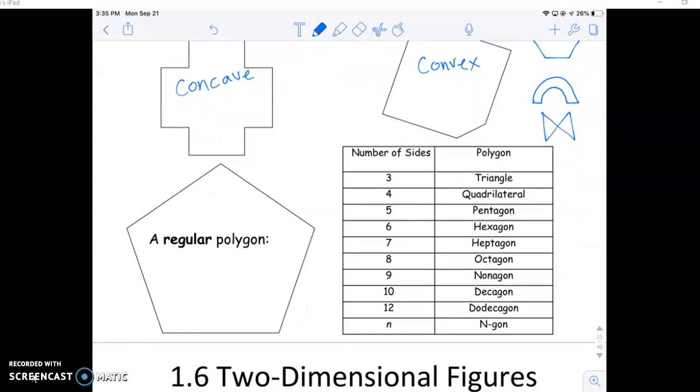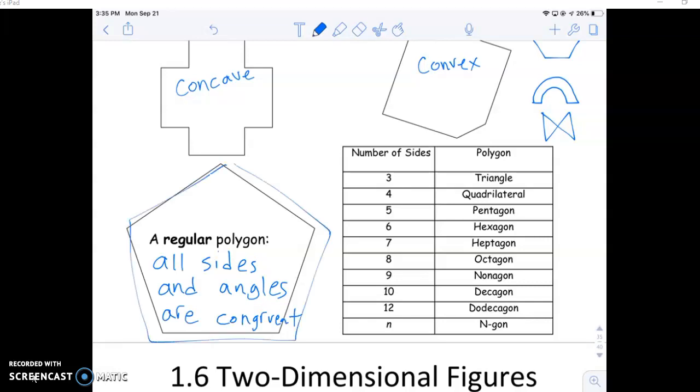Other thing to mention, a regular polygon is when all sides and angles are congruent. Alright, so this would be an example of a regular pentagon. It's 5 sides. Each side's the same and each angle would be the same as well. And this, I would pause the video so you can copy that down. Alright, so that is just kind of a name for each side.